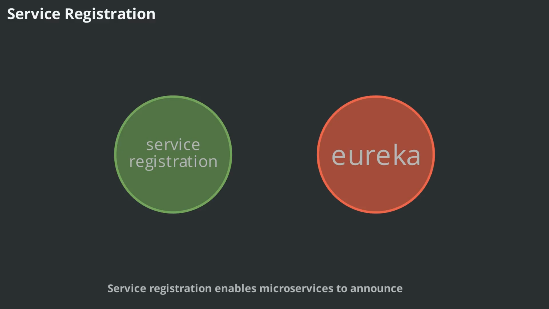Service registration enables microservices to announce their presence to a discovery server. Tools like Eureka automate this process, allowing services to join or leave the network dynamically. Interviewers may ask about registration strategies, handling failures, and ensuring consistency. Mastering service registration is essential for building flexible, scalable systems.